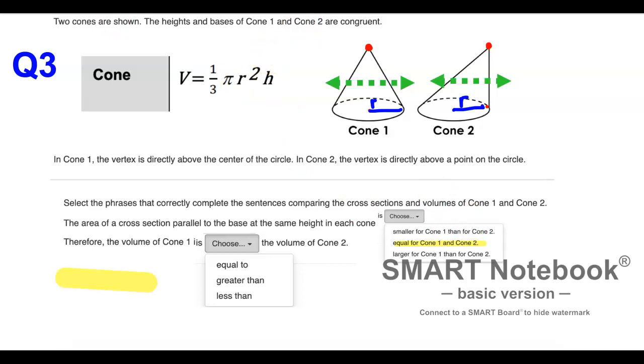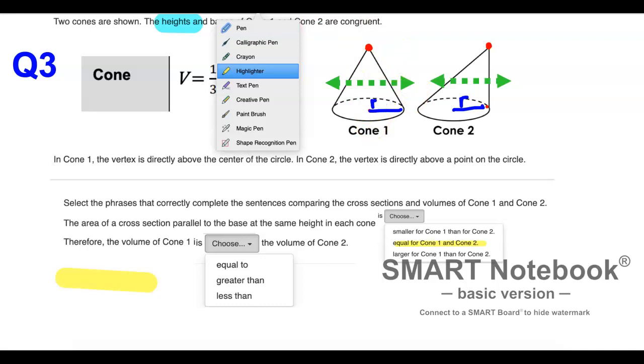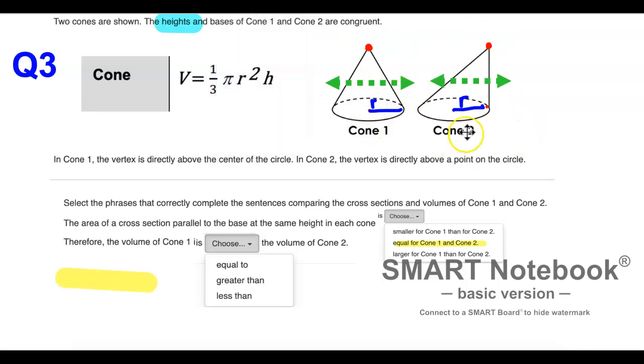Now, the problem tells us that the cones have congruent heights. So the height of cone 1 is equal to the height of cone 2. So if we're going to find the volume for cone 1 and the volume for cone 2, we would be substituting the same radius and the same height into each formula. So therefore, the volume of cone 1 is equal to the volume of cone 2.